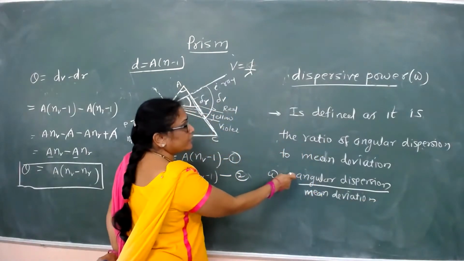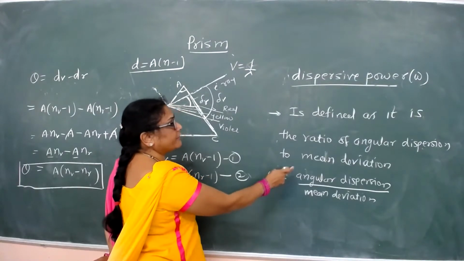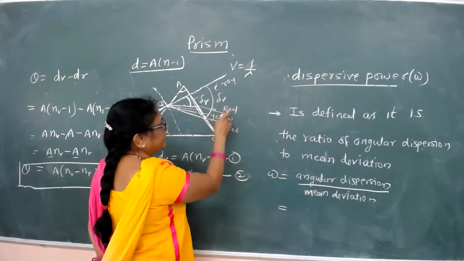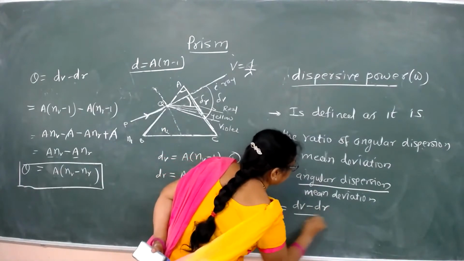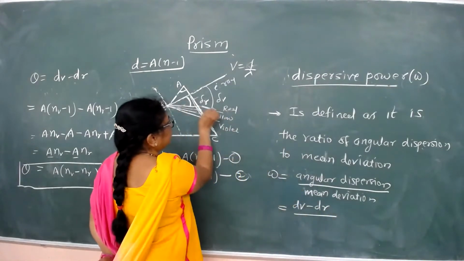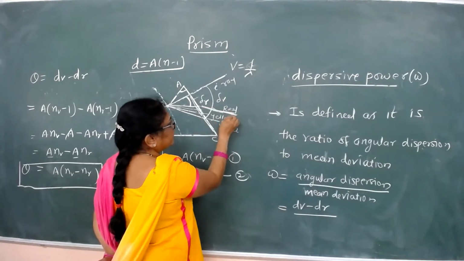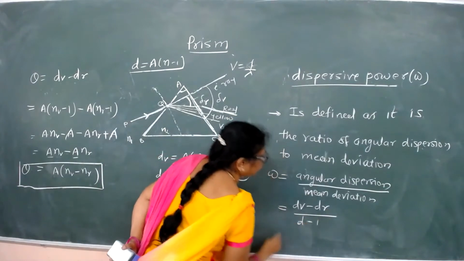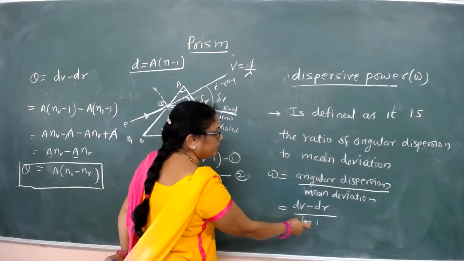Angular dispersion. What is the meaning of angular dispersion? Angular dispersion is the difference between the deviations of two colors, that is, the maximum red color and violet color. That is dV minus dr, divided by the mean deviation, which is dV plus dr divided by 2, or the yellow color is considered to be the mean deviation. So that is d, minus 1. Deviation d is equal to dV minus dr divided by d.